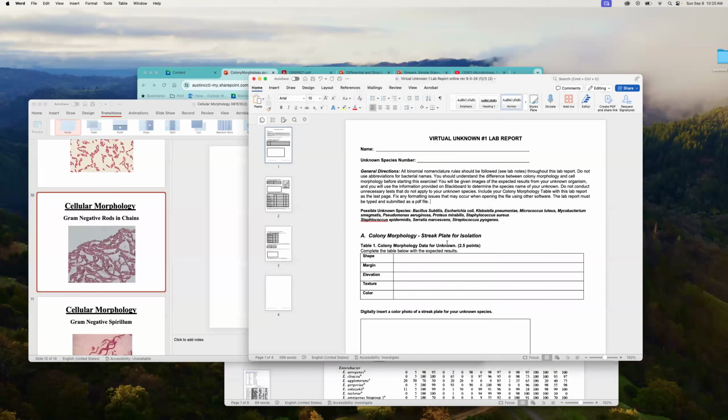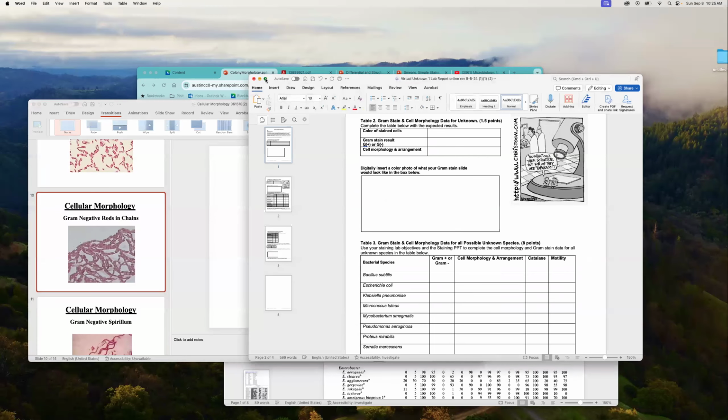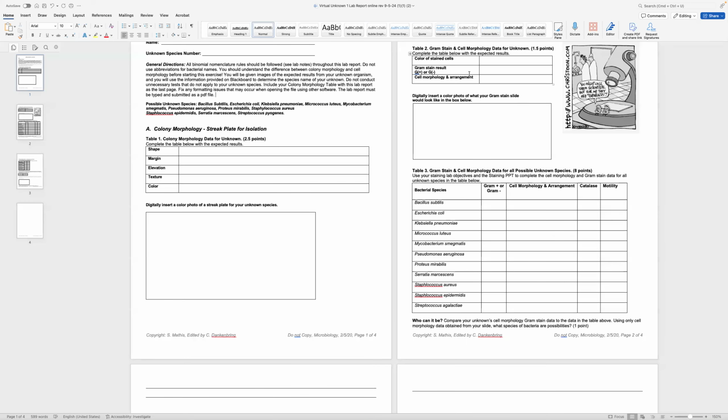So in your lab report, it not only asks you what yours looks like and to put in your picture, but you need to figure out possible unknown species for some of these. This is worth 8 points, and you need to figure out if it is gram-positive or gram-negative, what the morphology and arrangement is, whether it is catalase positive or catalase negative, and whether it is motile. We're going to talk about motility and catalase tests in lab this week, so you're going to have that information.